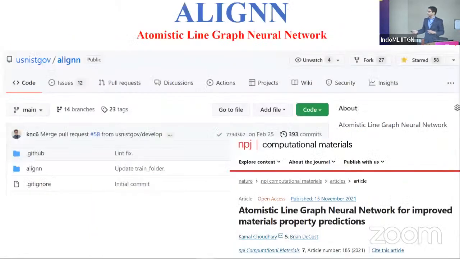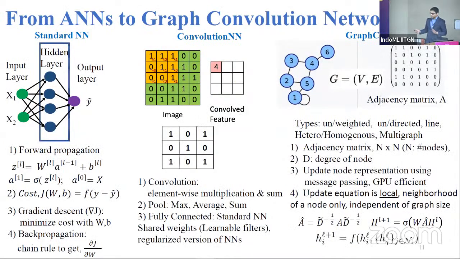All right, so let's talk about our work on the atomistic line graph network, ALIGNN. This is available at usnews.gov/align and publicly available on GitHub. It's published in Nature Computational Materials around 2021. So let's go into details. I don't think I need to introduce what a deep learning network is and so on, so please bear with me. I'll give you a quick introduction to graph networks. Okay. So first, I'll try to make it from the perspective of material science.